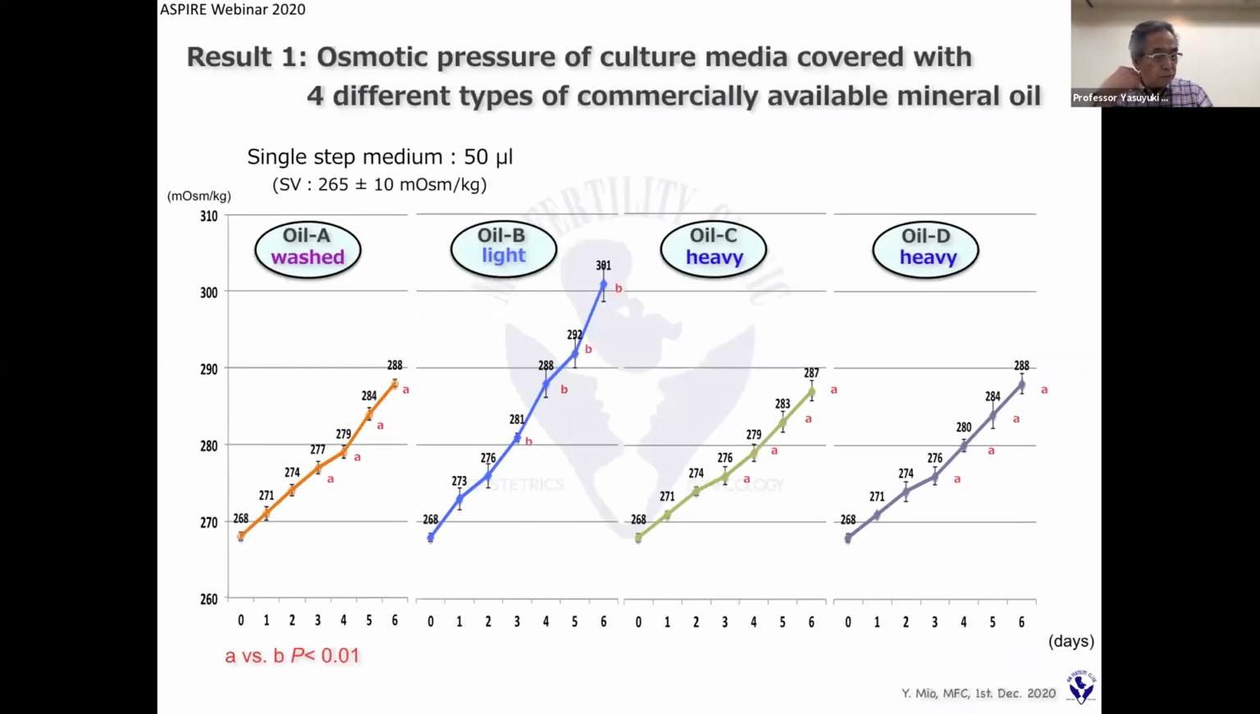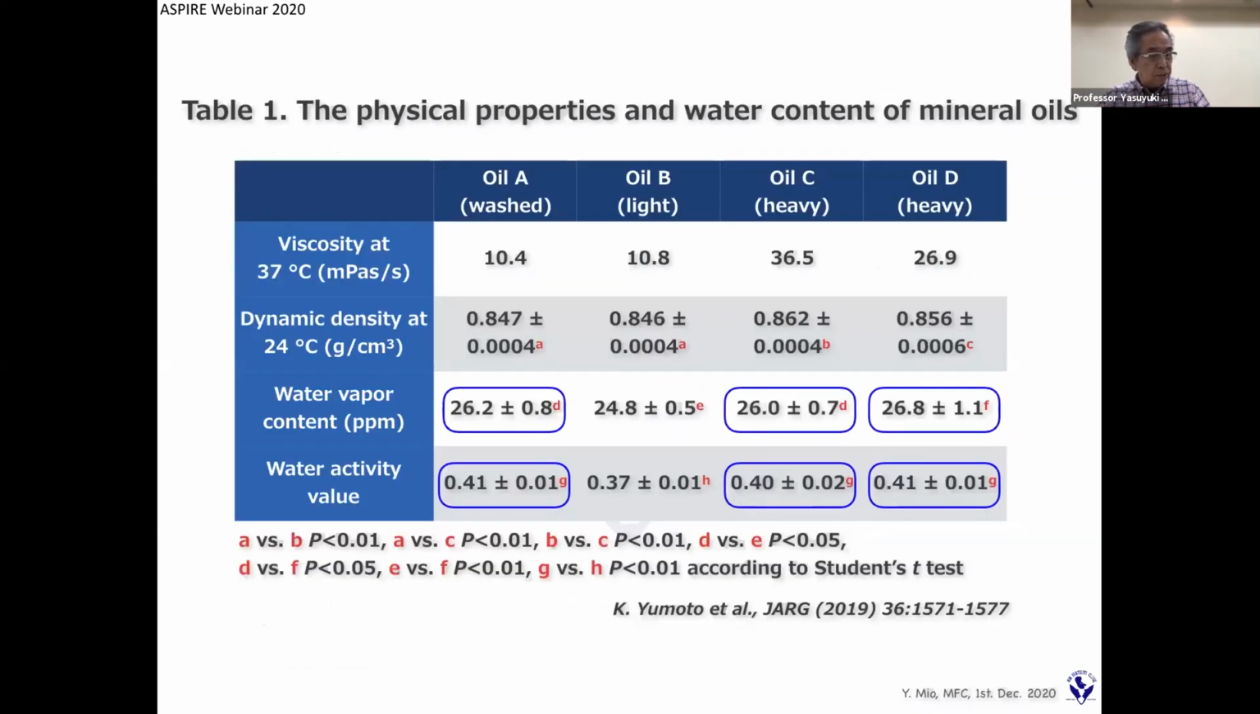According to those results, we investigated the relationship between osmolality rise and different types of mineral oil. You can see in oil A, C, and D, osmolality rise was significantly controlled compared to oil B. Oil A was washed. C and D were heavy, but oil B was a light oil. What is the difference in oil A, B, C, and D?